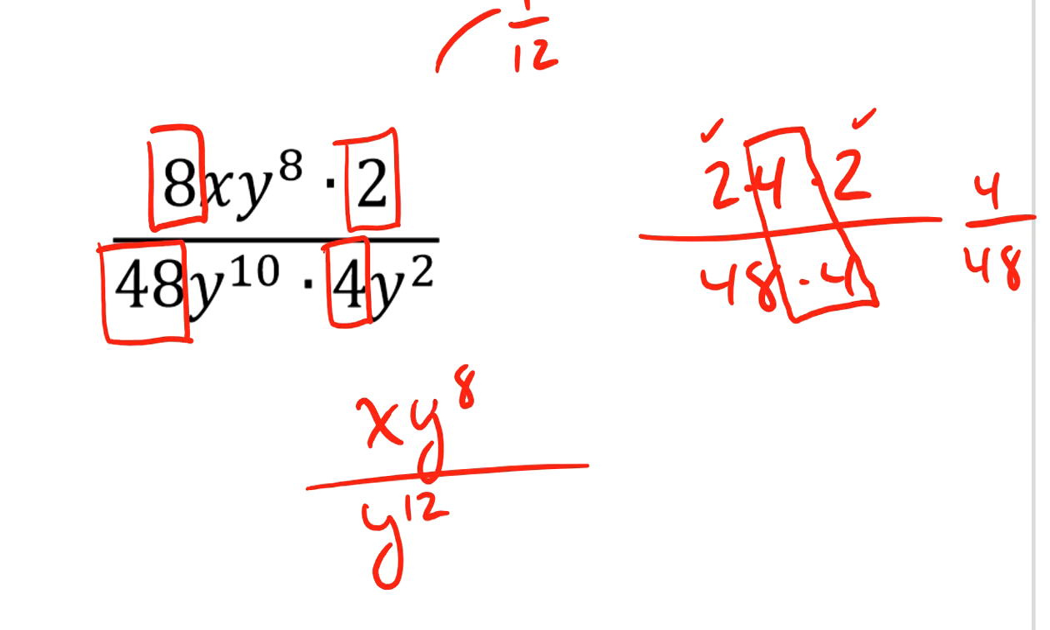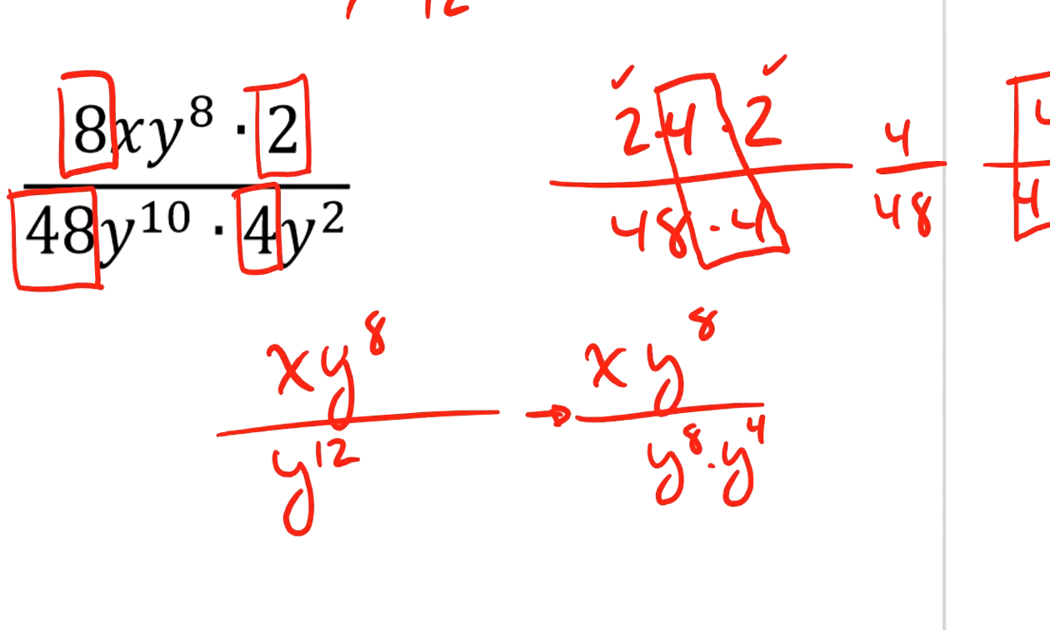Well, if I consider that y to the 8th over y to the 12th, if I was to expand that out, I would have a giant 1 of y to the 8th over y to the 8th. So in fact, I might write it like this: x times y to the 8th over y to the 8th times y to the 4th. It's nice to offload that and just look at it this way. Clearly, y to the 12th is y to the 8th times y to the 4th. And I now clearly see the giant 1.